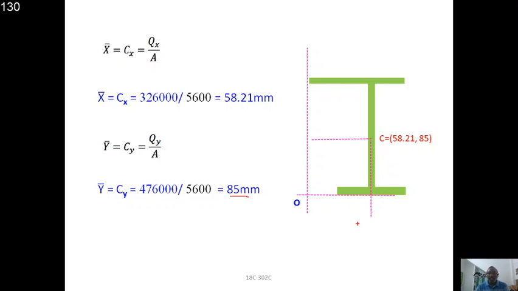If the areas are not differently oriented with respect to the x-axis, and they are placed at the same level, then the centroid is not going to change, right? So this is one of the conclusions by understanding the differences.